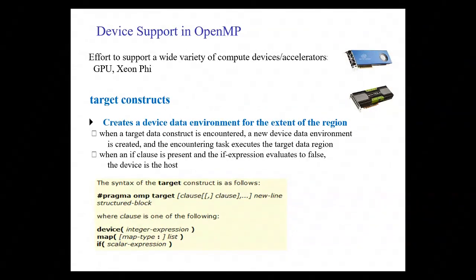So the syntax takes the same approach. It is basically target, and then you have some clauses you can use, like device. You can define it to check whether the device is false or true, or what type of device to use. And then it can be combined with map. It basically maps the memory, mapping the data from the host CPU to the GPU. And it can have an if expression as well, a conditional as well.